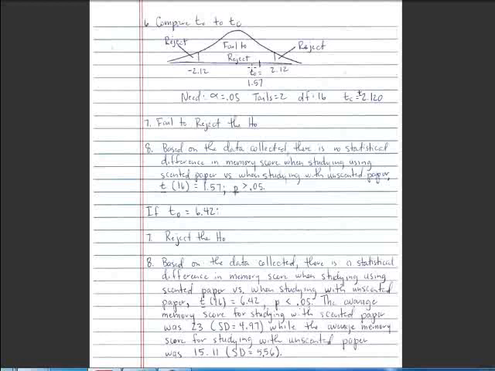Now our decision is fail to reject, and then step number 8 is our conclusion. And so this is almost verbatim how you would need to write this up. Based on the data collected, there is no statistical difference in memory score when studying using scented paper versus when studying using unscented paper. And what I've done for you here is actually write this up in APA format.